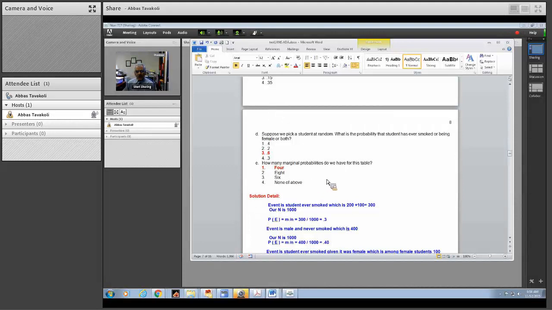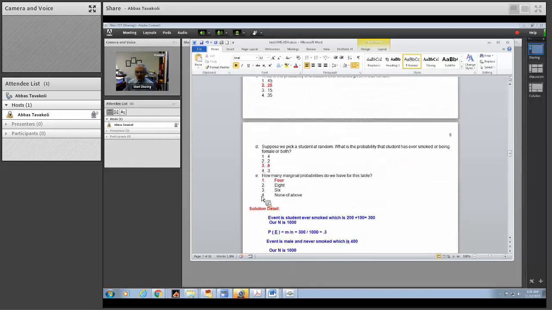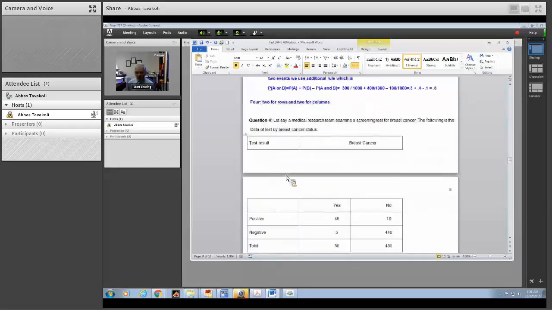How many marginal probabilities do we have for this? Remember, you have two columns and two rows. The marginal probabilities are based on the totals of columns and rows. You don't count the grand total here, just the categories you have. So you have two groups, male and female, and two groups, smoking and never smoking. So the total is 4 marginal probabilities.